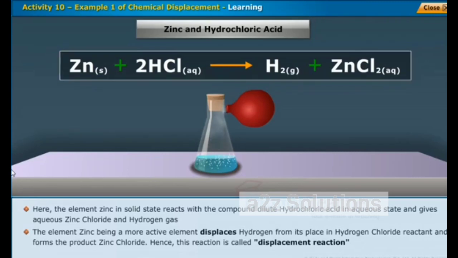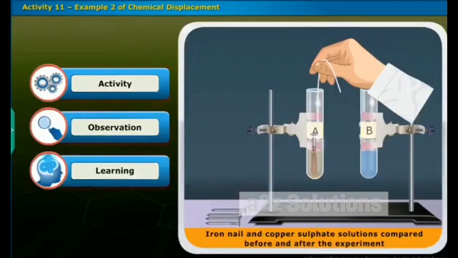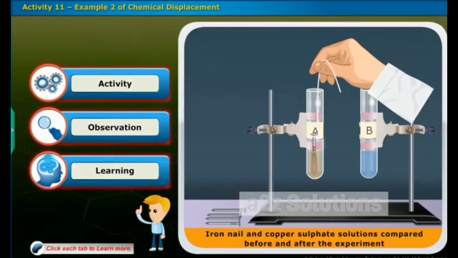The element zinc, being a more active element, displaces hydrogen from its place in hydrogen chloride reactant and forms the product zinc chloride. Hence this reaction is called displacement reaction. Let us learn about another example of chemical displacement reaction. Example 2 of chemical displacement reaction. Click each tab to learn more.